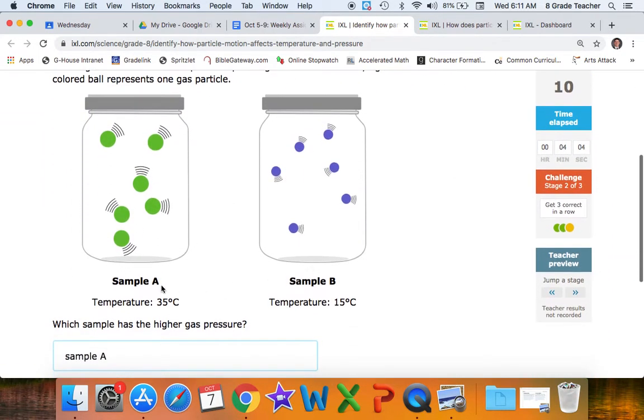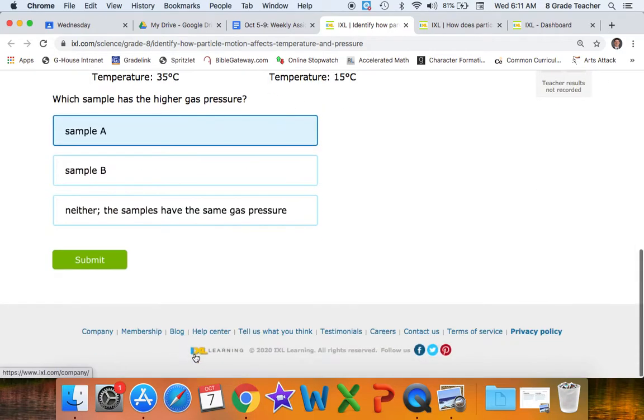Sample A, sample B. Sample A has a higher temperature. Sample A is going to have a higher overall pressure.